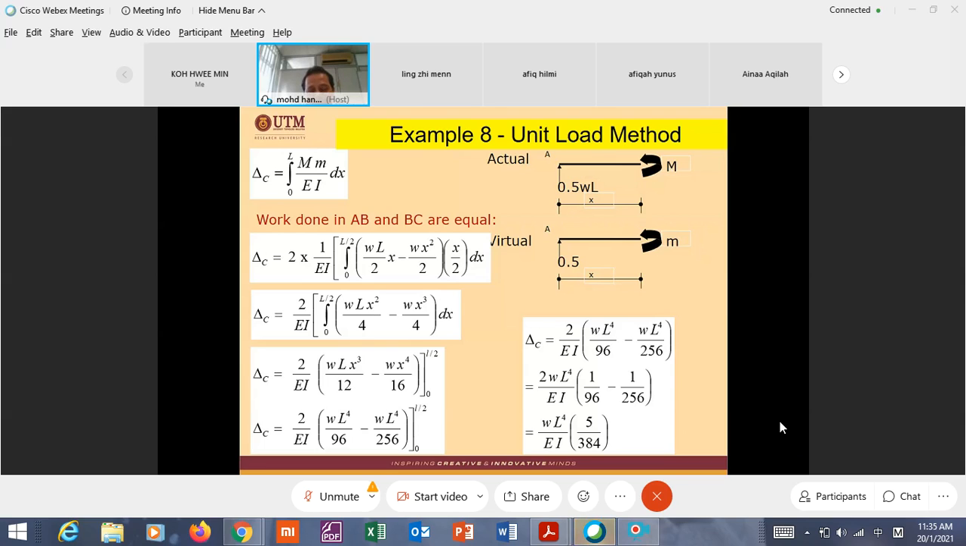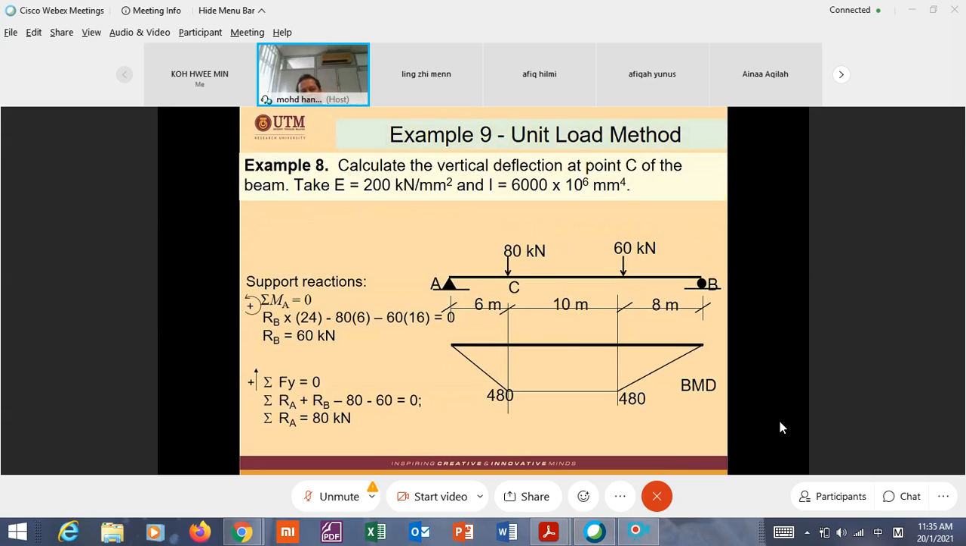Now, what next? Example 8. Calculate the vertical deflection at point C of the beam. Take E equal to 200 and I equal to 6,000. Now, E and I are uniform. If EI is not uniform, we can still get the answer from this unit load method.